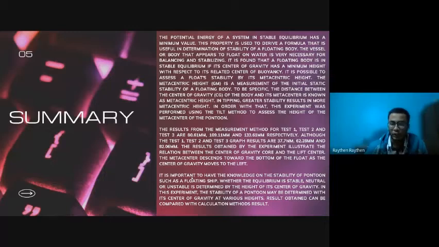It is important to have the knowledge on the stability of pontoon, such as a floating ship. Whether the equilibrium is stable, neutral, or unstable is determined by the height of its center of gravity. In this experiment, the stability of a pontoon may be determined with its center of gravity at various heights. Results obtained can be compared with calculation methods results.